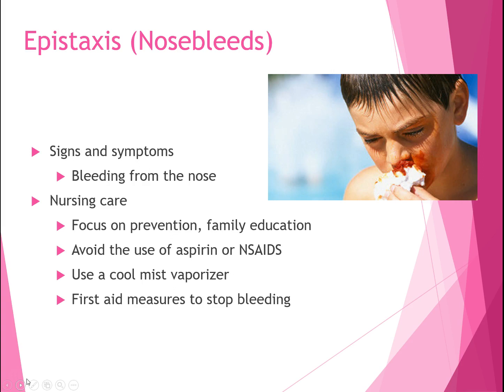You want to sit forward. You want to apply pressure to the nares that's bleeding. You don't want them to put their head back. You want them more to lean forward. Obviously, if they can't stop the bleeding, you want them to come to the emergency room right away because they can lose a lot of blood with a nosebleed. And we want to make sure that the parents understand that if they can't get the bleeding under control in a short period of time, they want to bring their kiddo in right away.